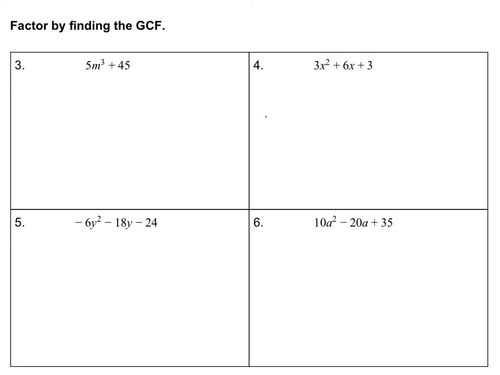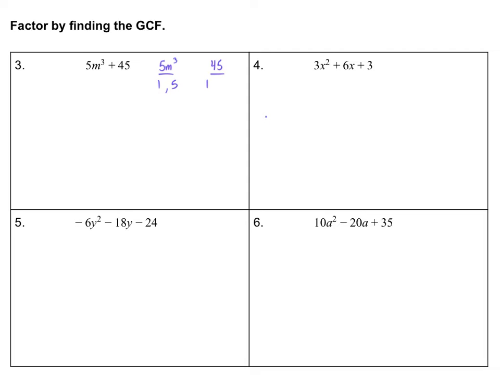All right, for this next set of problems, we are going to factor by finding the GCF. So I'm going to start a very similar way. So I have 5m cubed and 45. So what do they have in common? Well, the factors of 5m cubed are 1 and 5. I'm only looking at the number because 45 doesn't have a variable, so they can't have that in common. All right, so that's all my factors of 5.